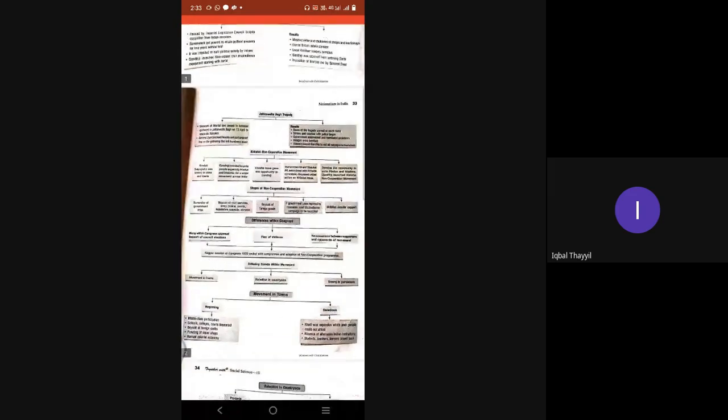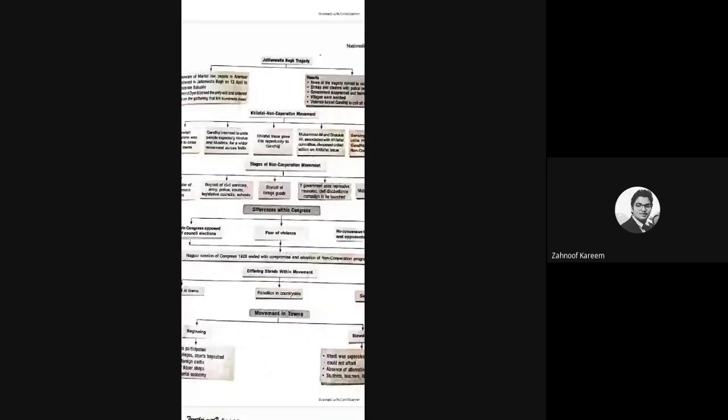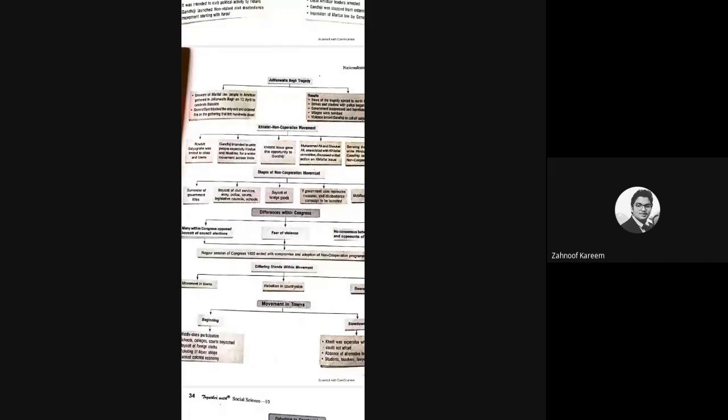Do not cooperate with the British. Refuse any British titles, the awards which were given by the British to India, surrender of government jobs, boycott of civil service, army, police, court, legislative council, schools, and boycott of British goods, and they forced the Indians to accept the Swadeshi products, isn't it?